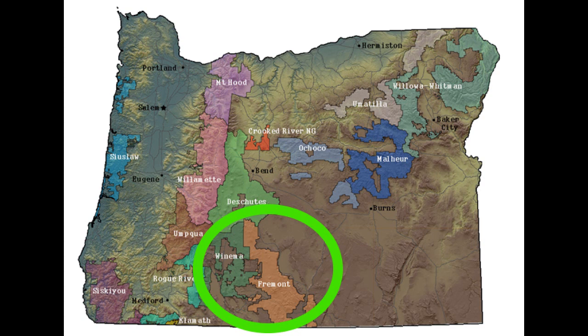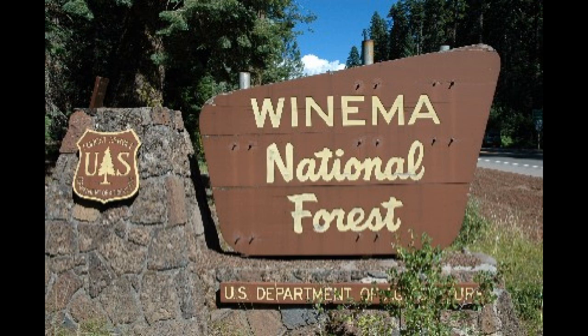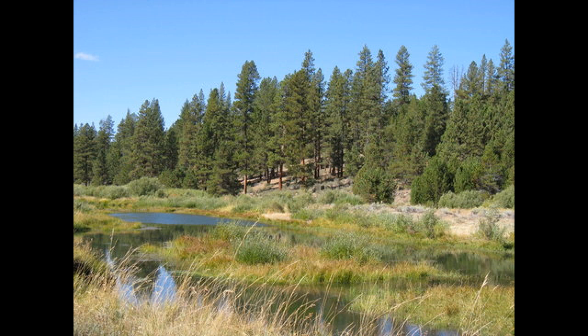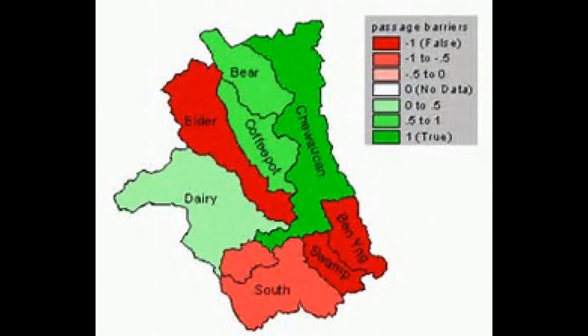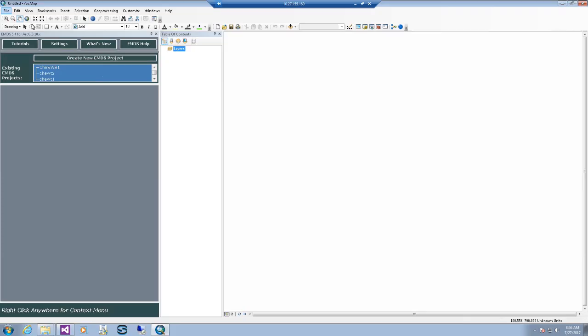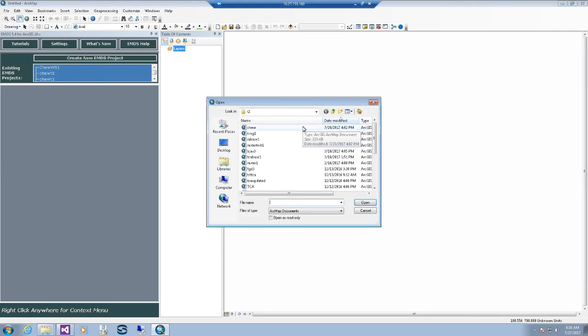This tutorial will be based on the assessment of the Chewaucan watershed located in Fremont-Winema National Forest in south central Oregon. We will demonstrate the EMDS integrated multi-step approach to deliver spatial decision support for this watershed. Here are the steps on how to use EMDS.